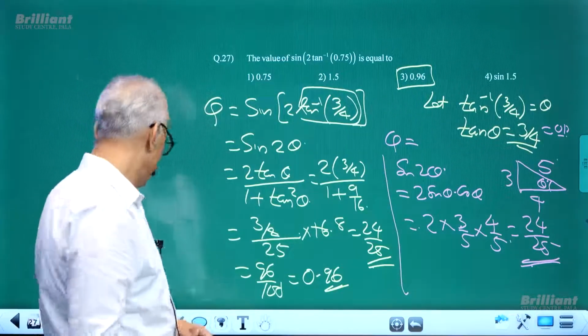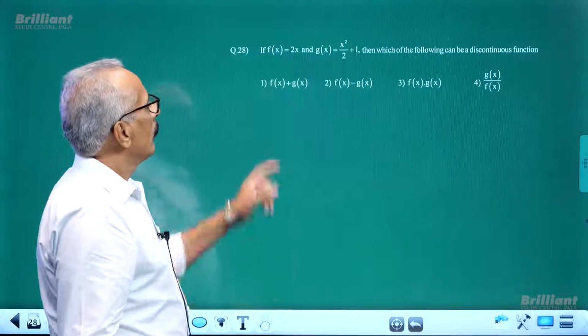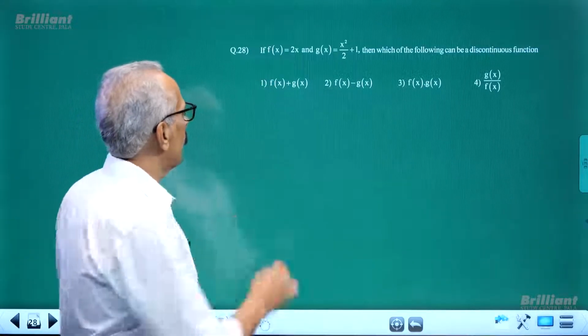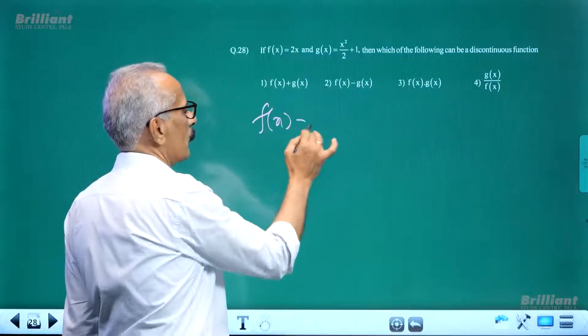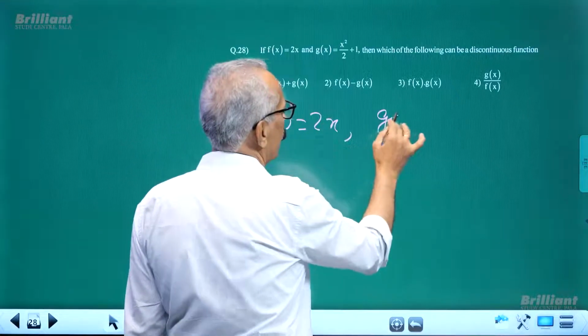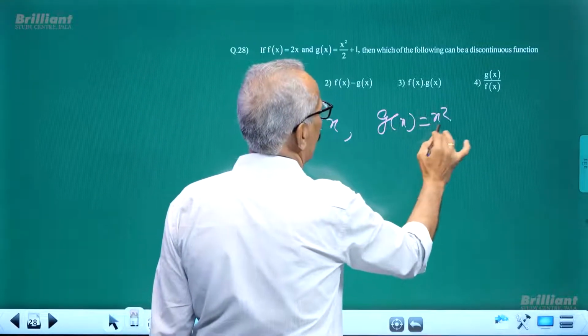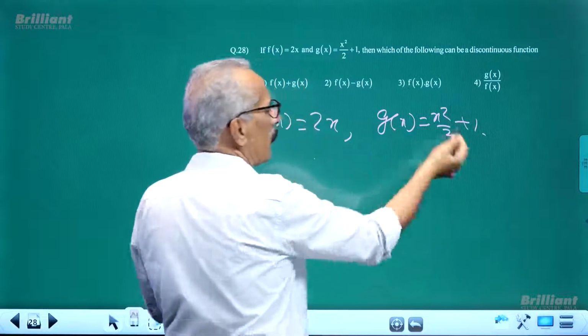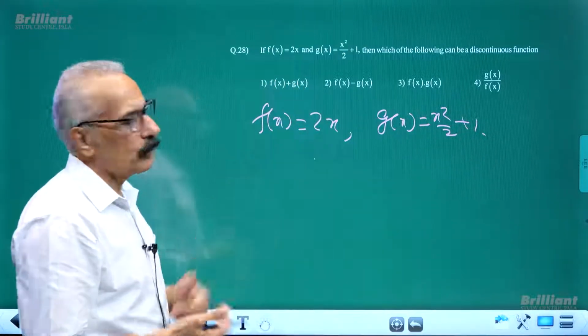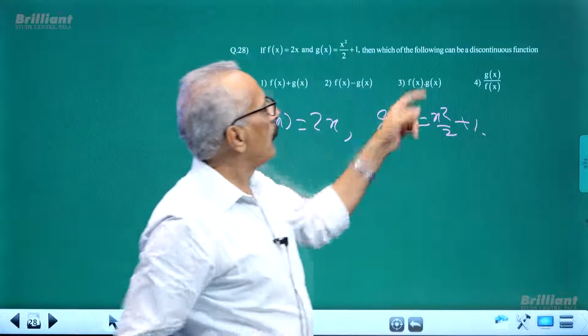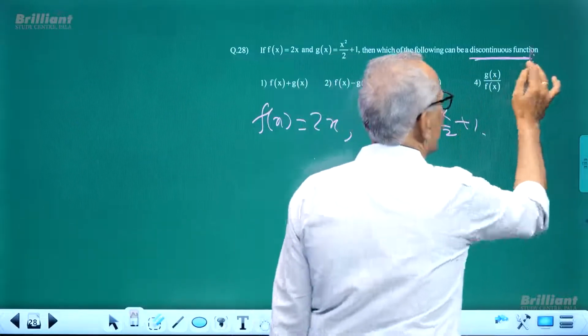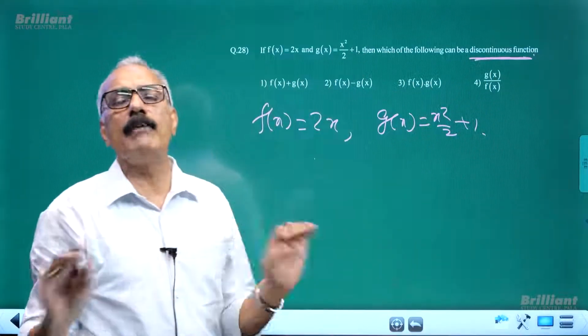Okay. Question 28. f of x is equal to 2x, g of x is equal to x square by 2 plus 1. This one is a straight line, this one is a parabola. No problem, both are continuous. Which of the following can be discontinuous? Discontinuous means that somewhere it is not defined.